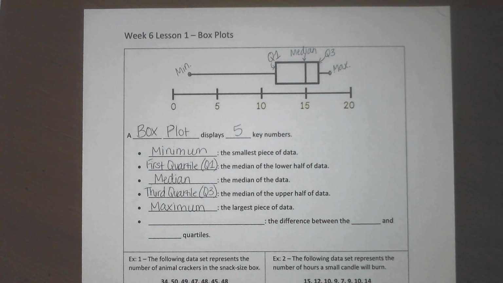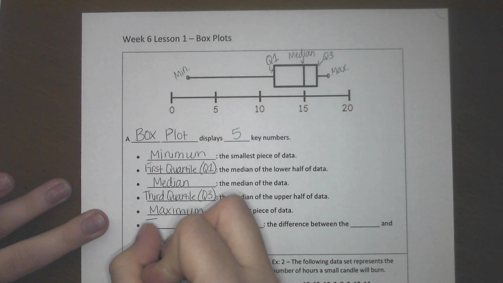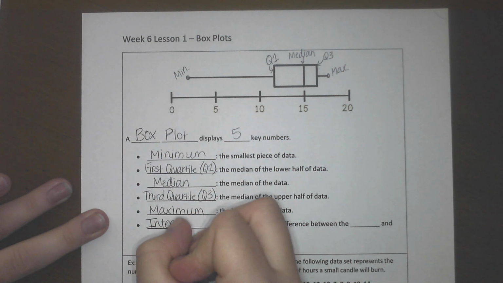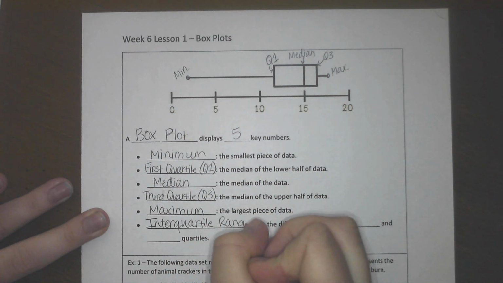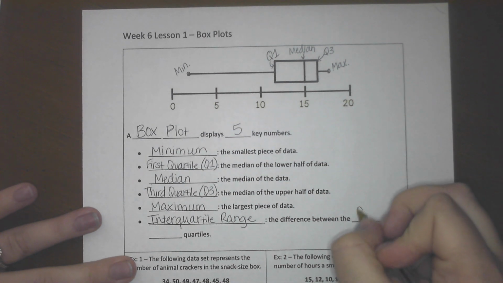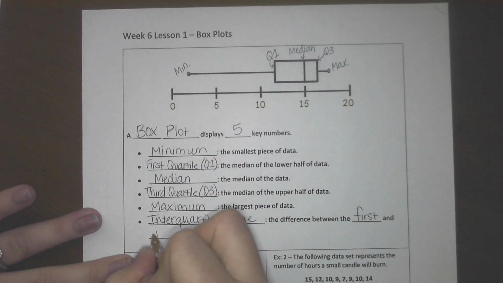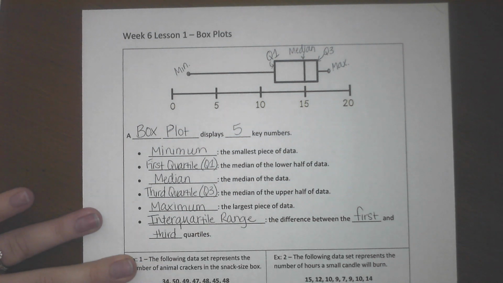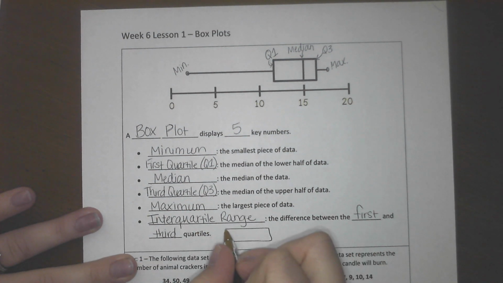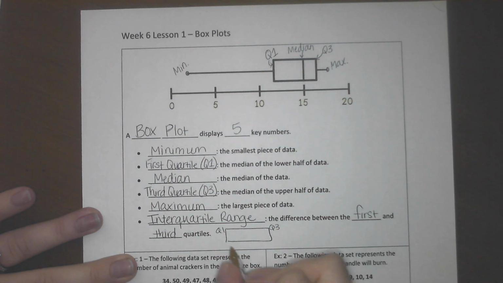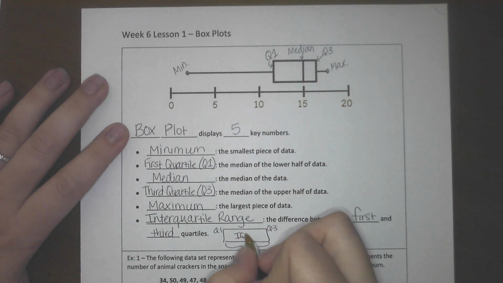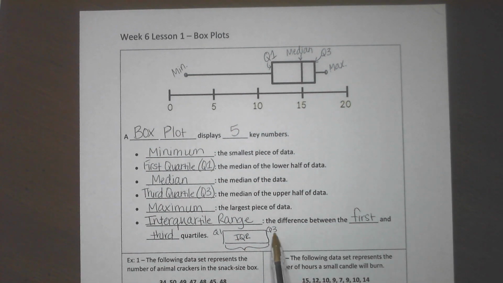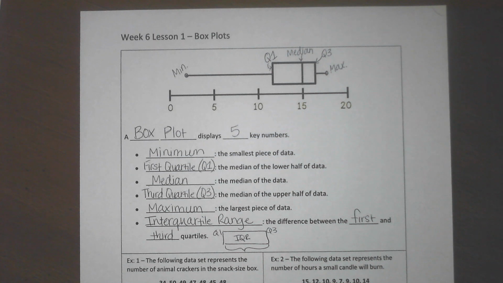Okay? And then finally we have, it's a long one, so bear with me, interquartile range. It's the difference between the first and the third quartiles. All it is, you have the box, so this is your Q1, your Q3. This whole box is your IQR, or your interquartile range. So whatever number they give you for Q3 and Q1, you just subtract, and that gives you the value of this whole box. That's all that interquartile range is.